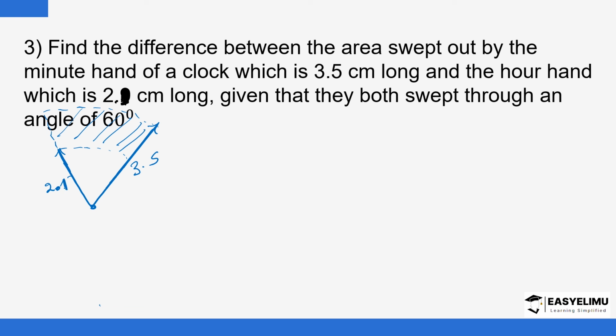So this is 2.1. The area swept out by the hour hand will be the unshaded area, this area here, the one that is not shaded. The one swept out by the minute hand, so hour hand 2.1, minute hand 3.5. So we find the two areas and we subtract the whole area minus the area of the unshaded. So let me call it AT, which is A minus A. So A is the total area. So that is going to be, again, theta over 360 times pi r squared.